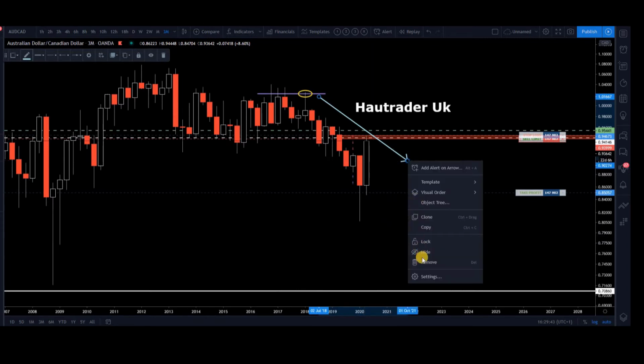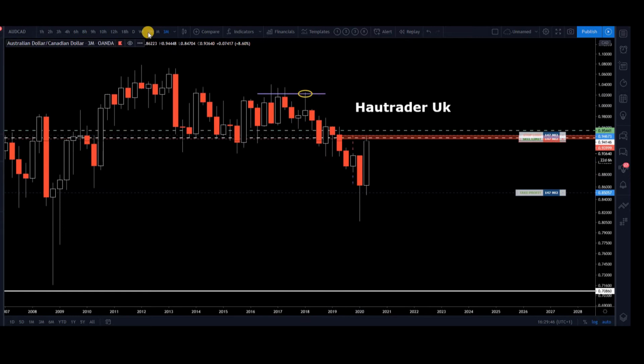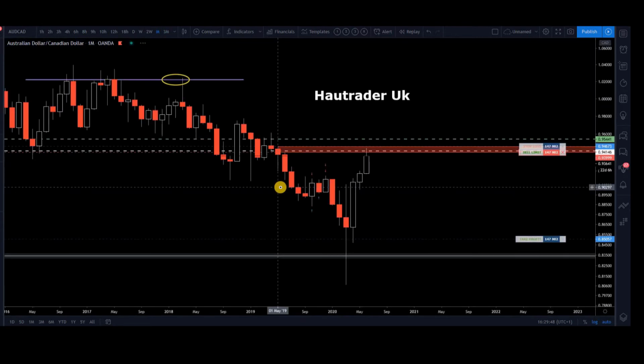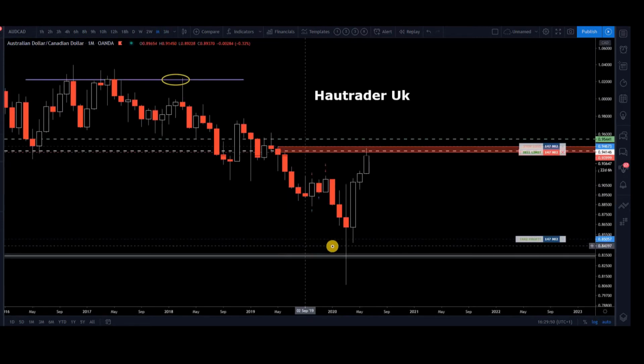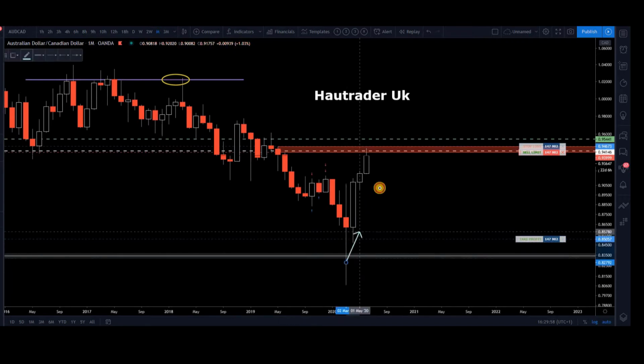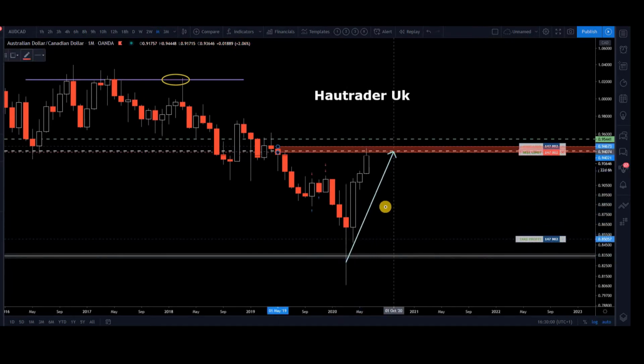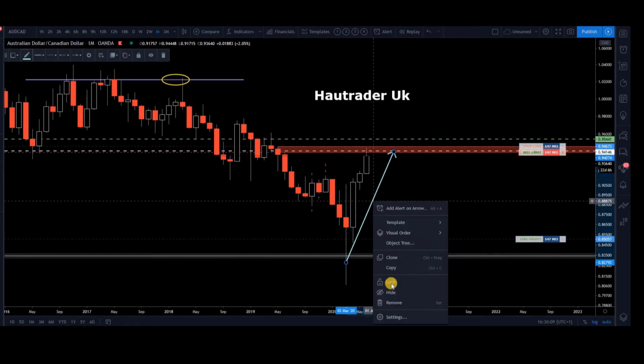So let me just get rid of that line. If I come down to the monthly chart, what we then become interested in, as you can see, there's the downtrend that we've just been talking about. But what we then become interested in is this leg here, this correction here. Okay, and this is what we're going to try and jump onto to see if we can't then ride this trend back down into the lows.